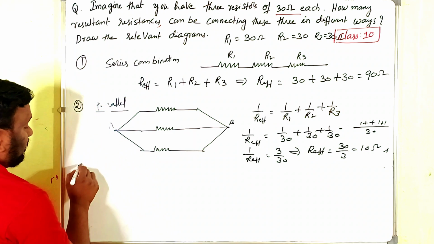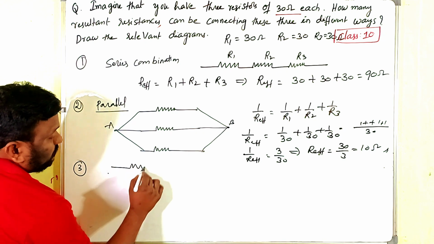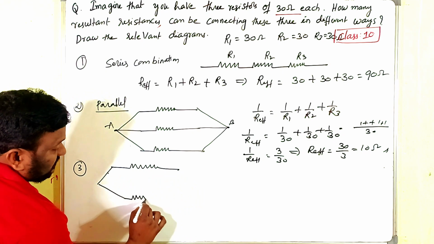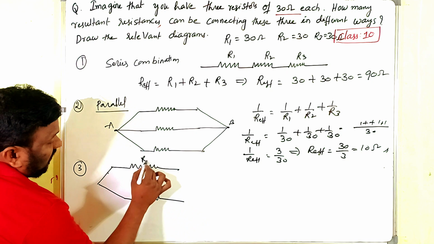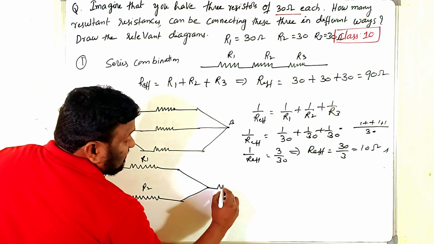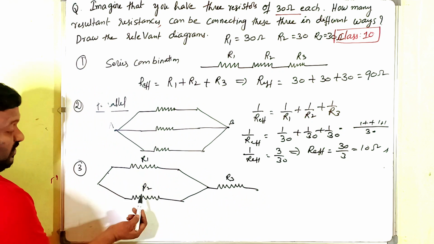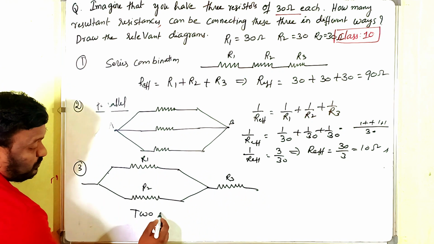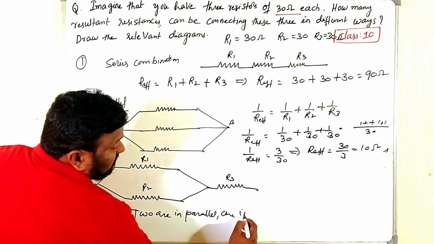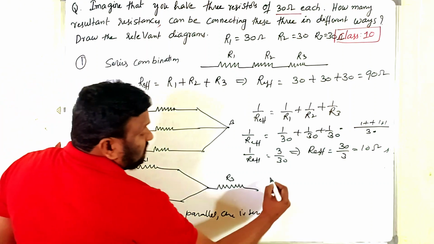And the third one, children, now here two are in parallel. So this is the one. This is the third way, children. How are these two? These R1 and R2 are in parallel, and the third one is in series with them. That is the R3. Clear? R1, R2, two are in parallel and one is in series. Then here again these two are in parallel.